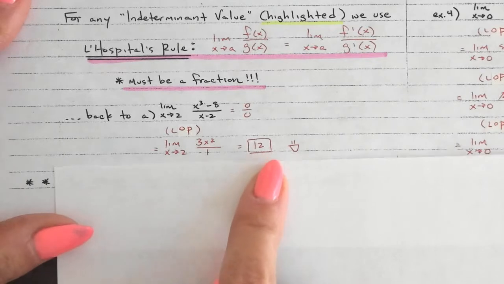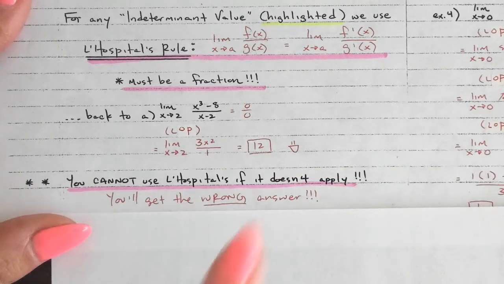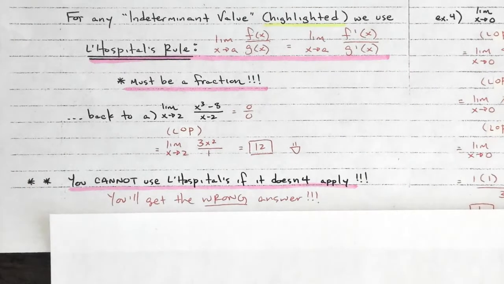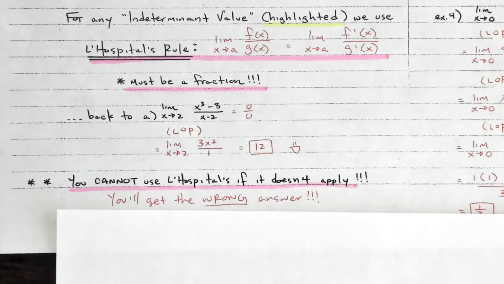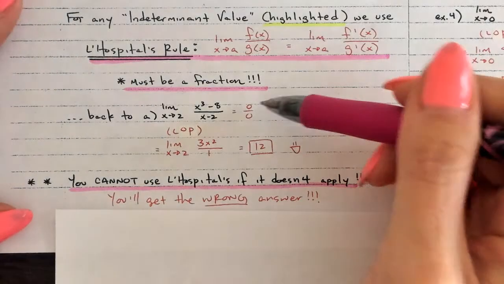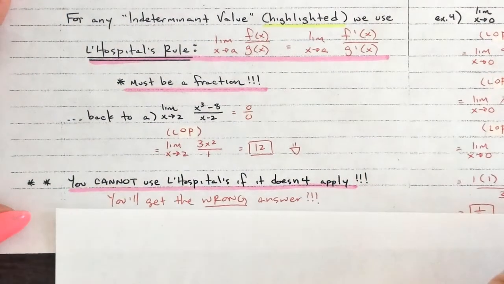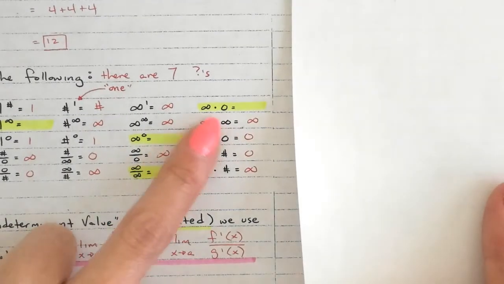Yay! Here's the thing to remember. You cannot use L'Hopital's if it doesn't apply. You can't do L'Hopital's again. 1 out of 100 times you'll get the same answer, but 99 times it's going to be wrong. So don't just keep doing it. Don't do it if you don't have to do it. You can only do it if you get 0 over 0 or infinity over infinity. Okay, that's it. So if it's not that form, we'll make it into that form. I'll show you how later.